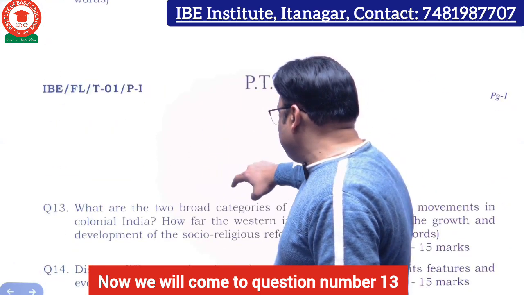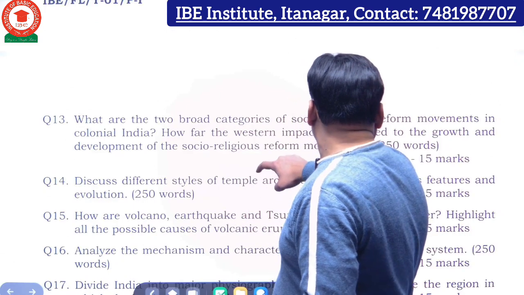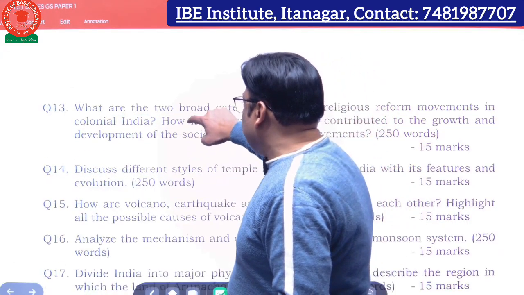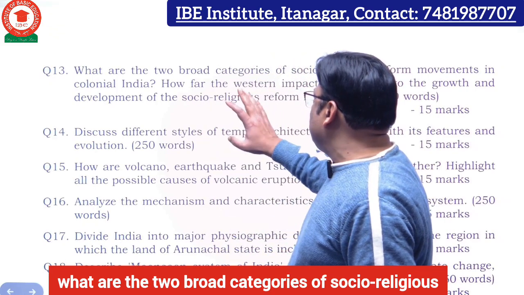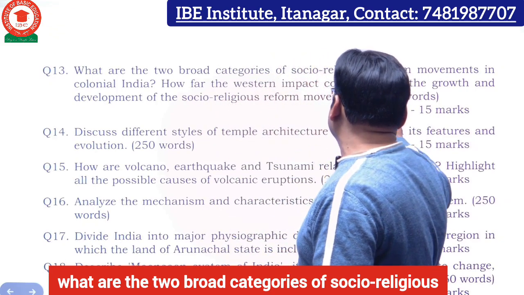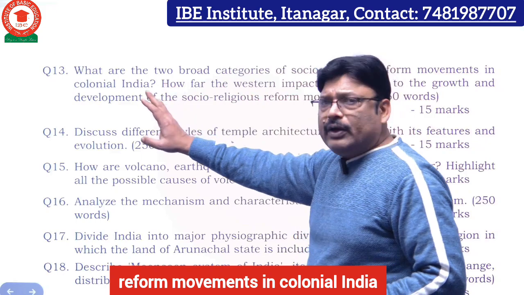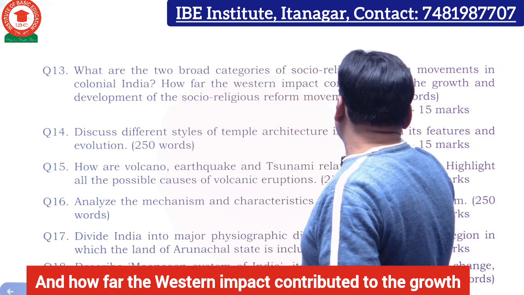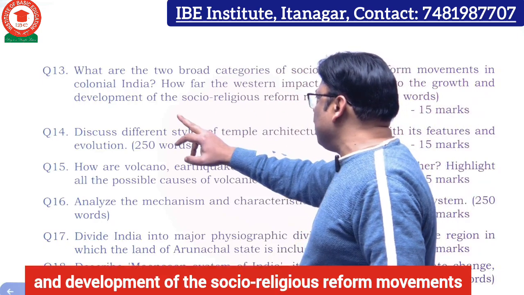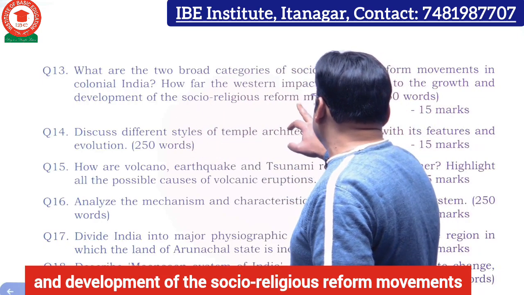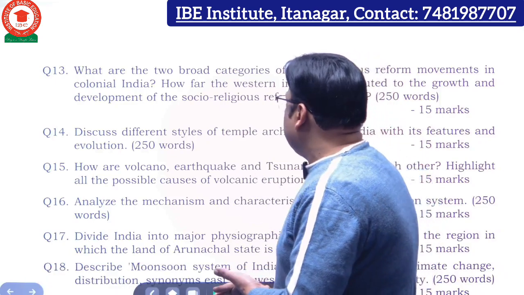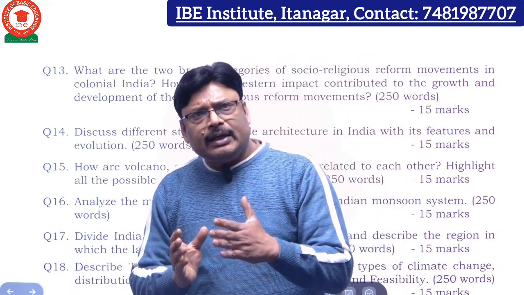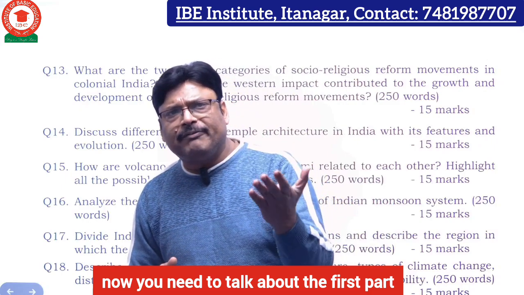Now we will come to question number 13. Question number 13 says: what are the two broad categories of socio-religious reform movements in colonial India, and how far did the Western impact contribute to the growth and development of the socio-religious reform movements? Now the question obviously has two parts. So the first part is what we need to talk about first.